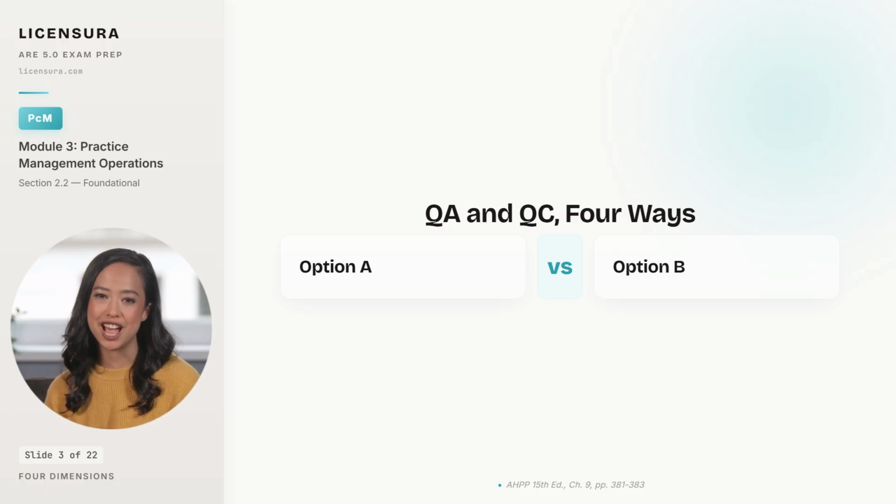And on the question being asked, QA asks, are we following the right process, while QC asks, did we produce the right result? Both questions matter. A firm that only asks the process question will produce a beautifully documented process that still ships sets with errors. A firm that only asks the result question will catch errors over and over and never fix the upstream cause. Which is why every serious firm runs both disciplines in parallel, and why the exam reliably tests this distinction.